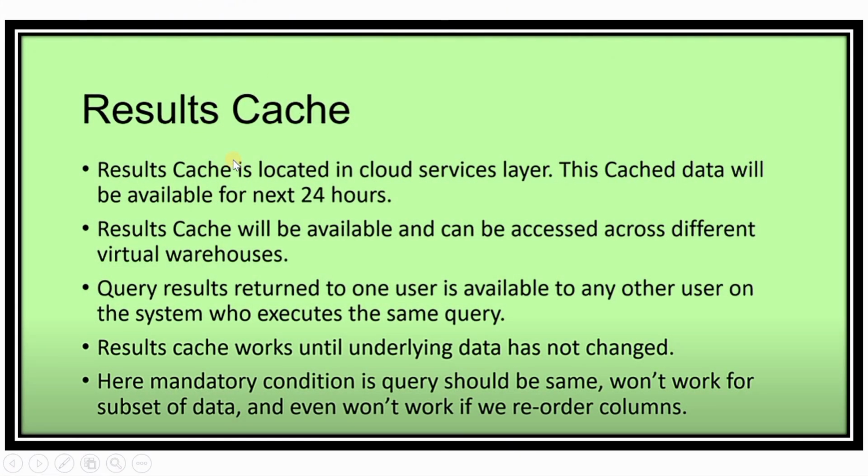The results cache is located in the cloud service layer. As I have told you earlier, it is stored in the cloud service layer, and this cached data will be available to you for the next 24 hours. Suppose you have fired one query, and when you fire the same query again and again, that query will take the data from the results cache for just 24 hours. If you fire the same query after 24 hours, it will not go to the results cache, it will move to the storage layer and fetch the data from there. So the results cache is available to the user for just 24 hours.